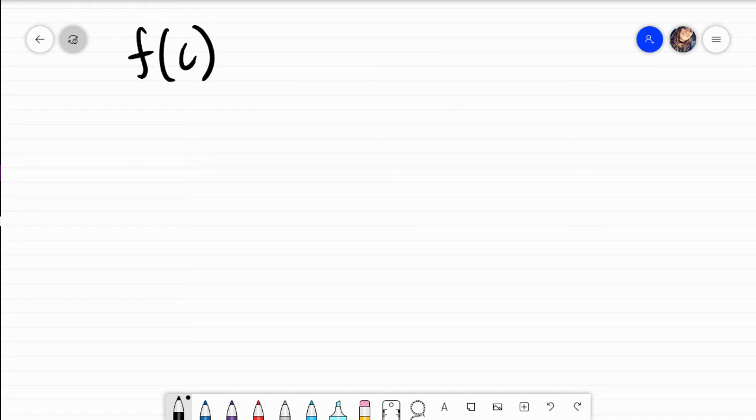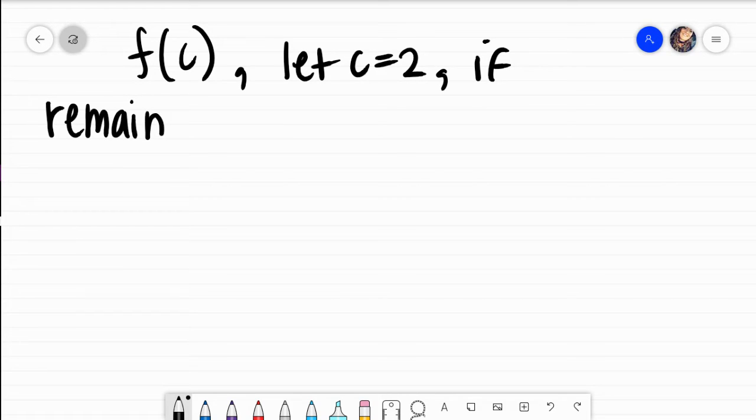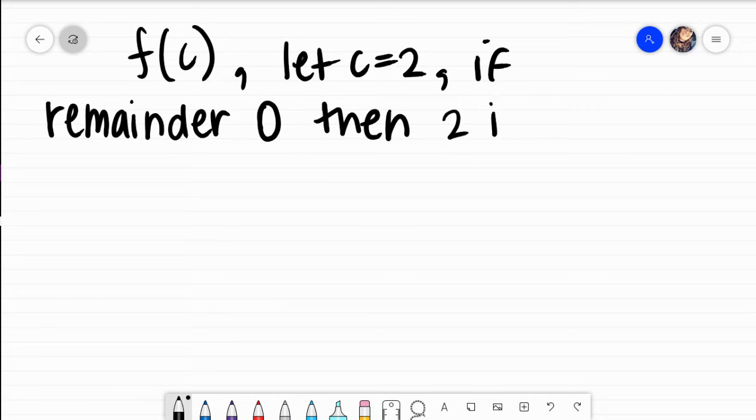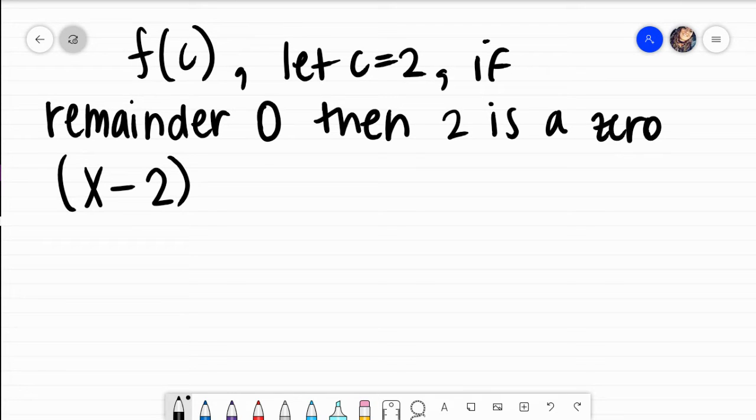Basically, if we had f of c and we plugged in our c, let's say c equals 2, right? So if we do our synthetic division, and our remainder is 0, then 2 is a 0 of that polynomial. So another thing is, this is where we would have gotten our 2, right? This would be it written in factored form.